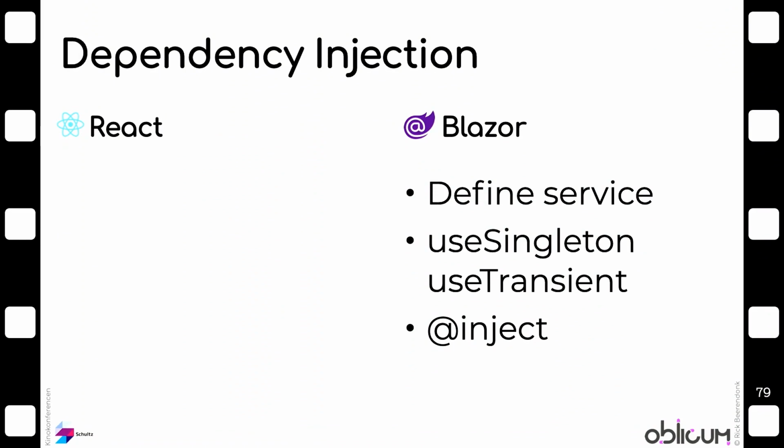Dependency injection just works like ASP.NET. React doesn't have it, Blazor does. You define some service, an object, generally. You can define if that is a singleton service, so it should be the same in the whole application, or is it transient? Every time that somebody wants an instance of the service, we create a new one. And last, you need to inject the service somewhere in your component, so you can use @inject. And if you use code behind, it looks a bit different.